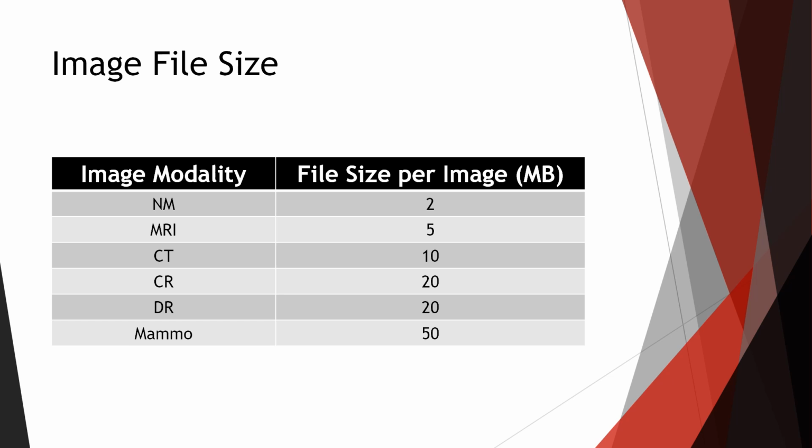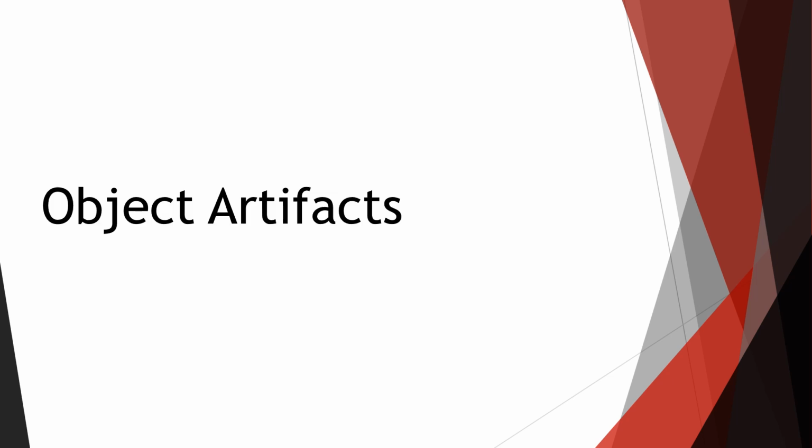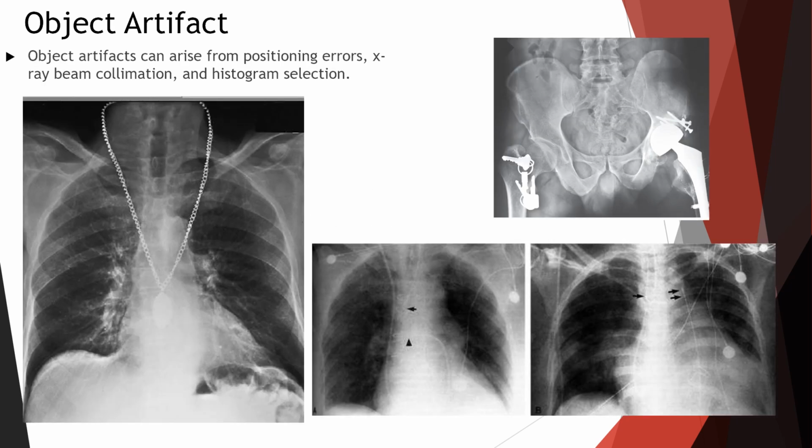Okay, we'll talk about object artifacts now. Object artifacts can arise from positioning errors, X-ray beam collimation, and histogram selection. It can also be caused by objects in the film, like a necklace or keys. This is obviously a pelvis view, we would say. We have keys. There are nails, which we assume aren't in the pocket, it's in the thing, so obviously they can't take that out. And EKG leads, all those kinds of things, right? So we need to remove objects from the field as much as we can.